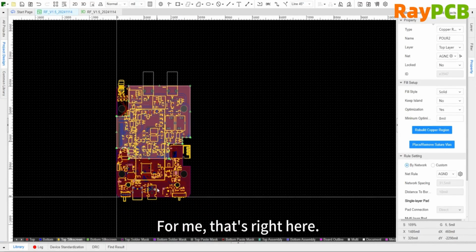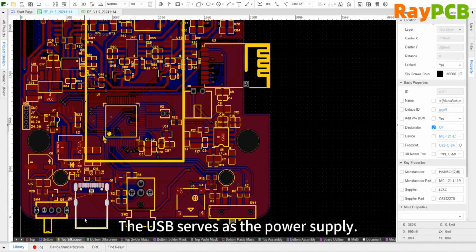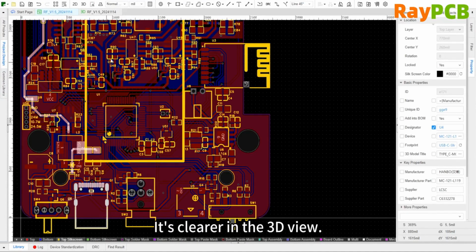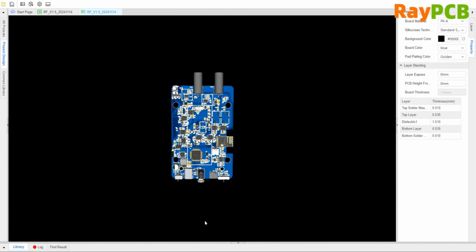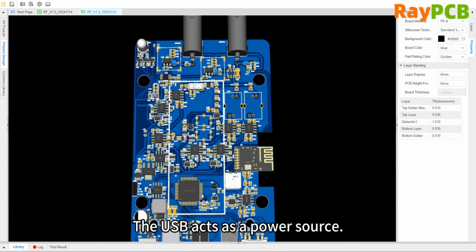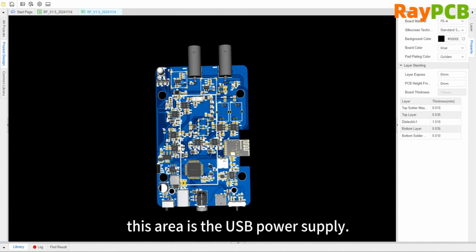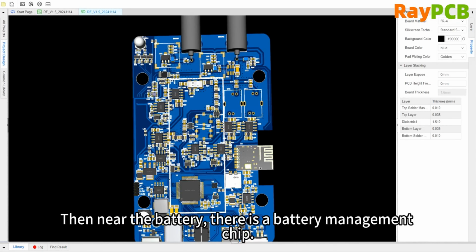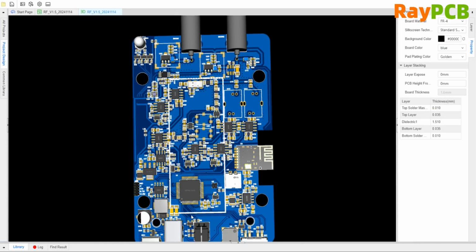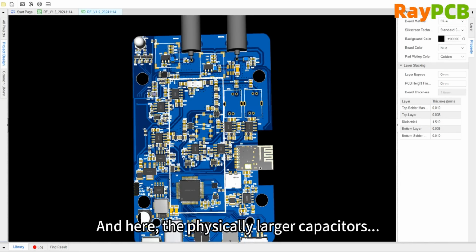This is shown here. USB is used as the power supply, and on the left side we can see it more clearly in the 3D view. As a primary power source, the USB's entry point is conveniently located in this specific area. It efficiently supplies electrical power through the USB connection and simultaneously charges the internal battery unit. Here I also have a spot for the battery, and near the battery there are some battery management chips. And in here, the larger capacitors are where some big capacitors are placed.